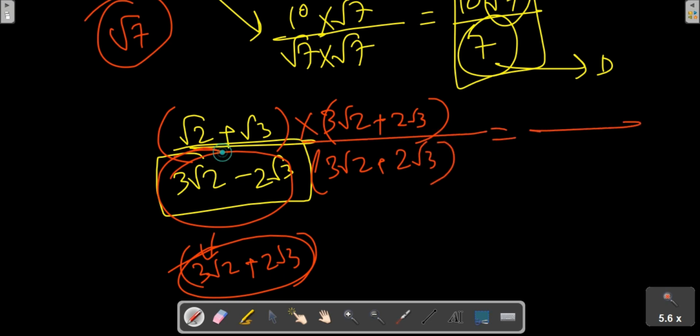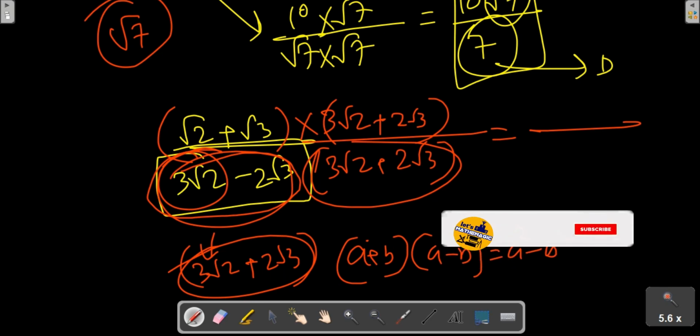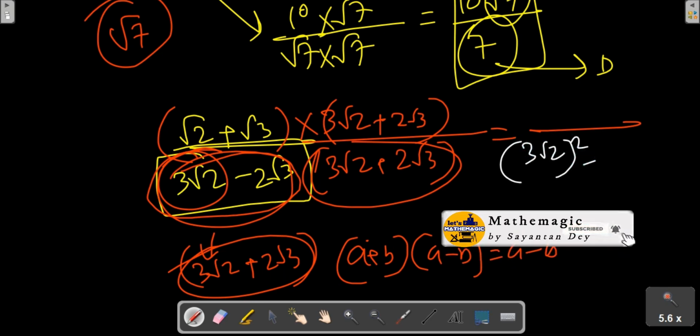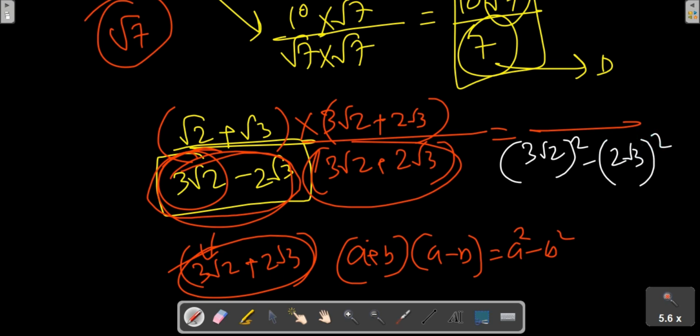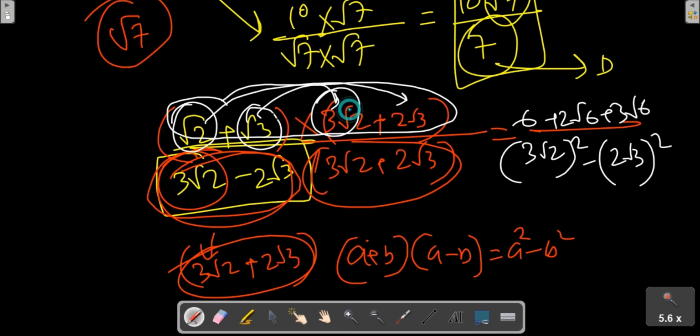Then you will find one thing. In the denominator we have got a formula: a minus b into a plus b. We all know that a plus b into a minus b gives the formula a square minus b square. Same thing here. What is our a? 3 root 2. So 3 root 2 squared minus b squared, where b is 2 root 3 squared. And in the numerator there is a product. Root 2 into 3 root 2 becomes 6. Root 2 into 2 root 3 becomes 2 root 6. Root 3 into 3 root 2 becomes plus 3 root 6. Root 3 into 2 root 3 becomes only 6.